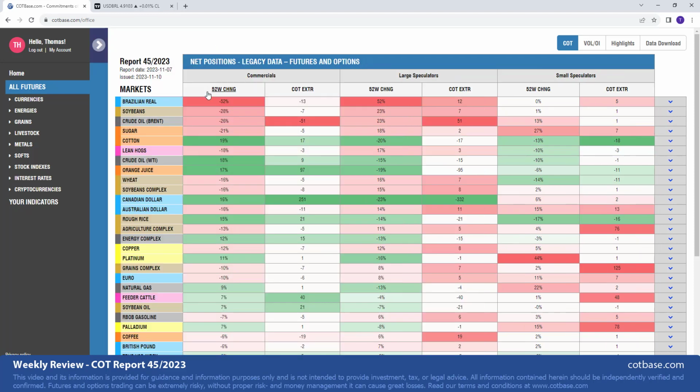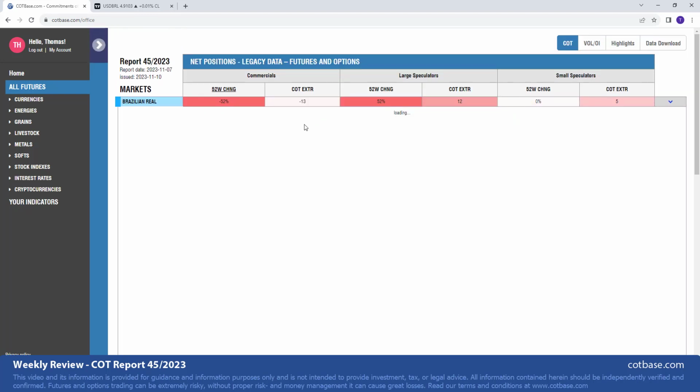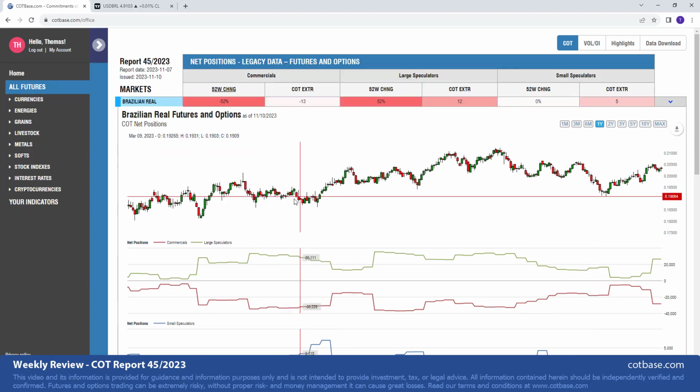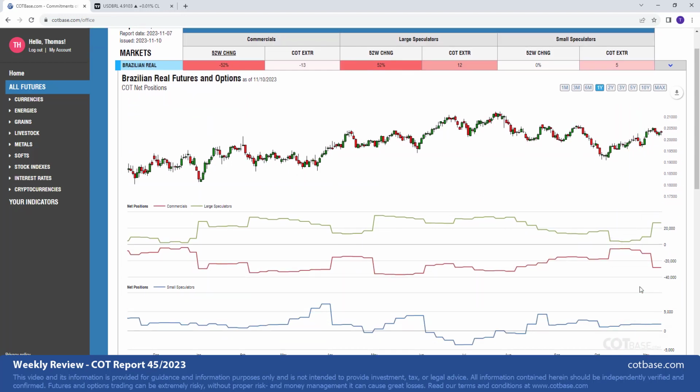So we're gonna get started, and Brazilian real is on top of our list with a 52% change. This change is measured based on a 52-week look-back period. So we look back in time 52 weeks and measure the recent change size based on that 52-week range. And in Brazilian real, as you can see, this 52% is huge. We have seen similar changes in the past. It is a bearish change signal suggesting weakness.